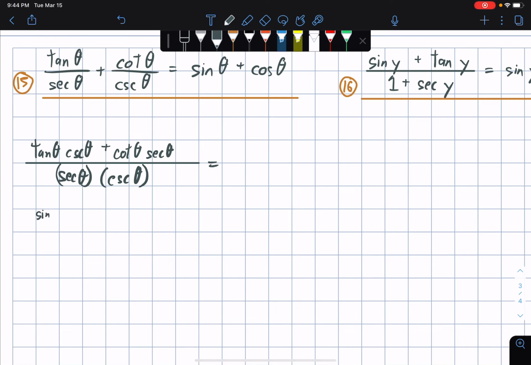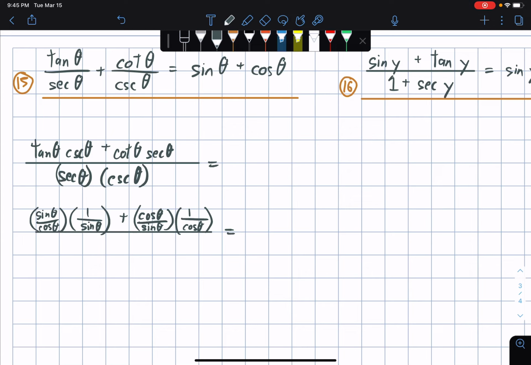For tangent, we have sine theta over cos theta times cosecant, which is 1 over sine theta. At the other side, we have cotangent, which is equivalent to cos theta over sine theta times secant theta, which is equivalent to 1 over cos theta. Then place an equal sign. Don't forget the denominator part. For secant, we just copy paste 1 over cos theta. Then cosecant is 1 over sine theta.